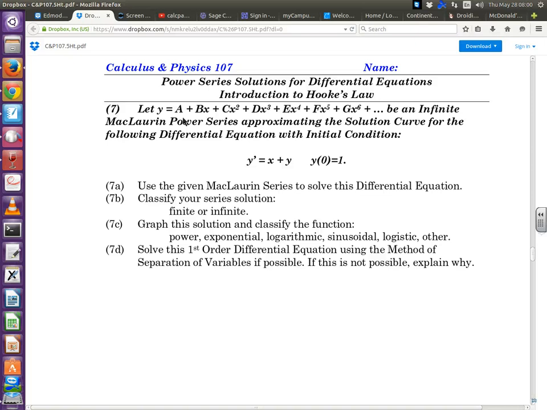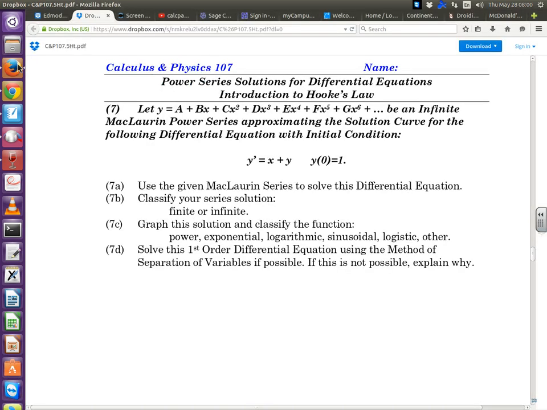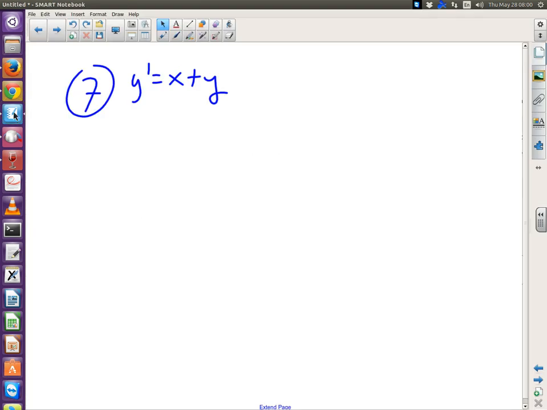All right, so 7. What is it now? So y prime equals x plus y. Was there an initial condition? Yeah, y of 0 is 1. That's arbitrary. It could be anything really. So y of 0 is 1, as long as it's in the domain, function's defined, and so forth.